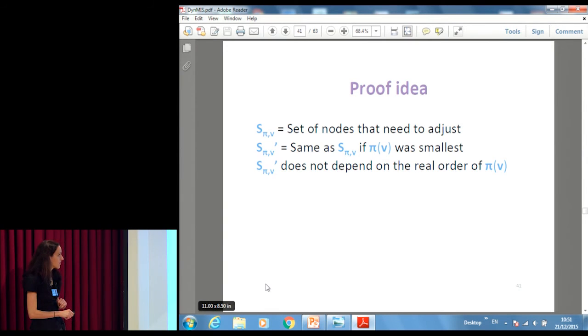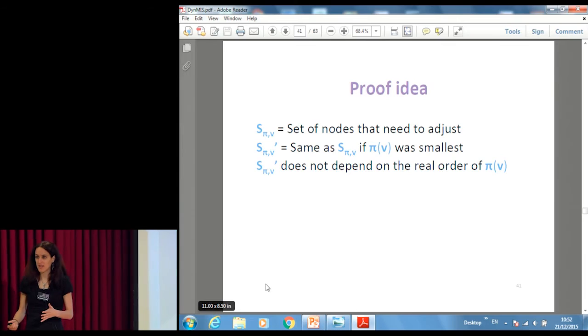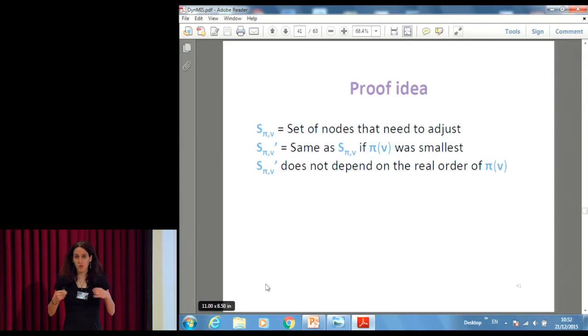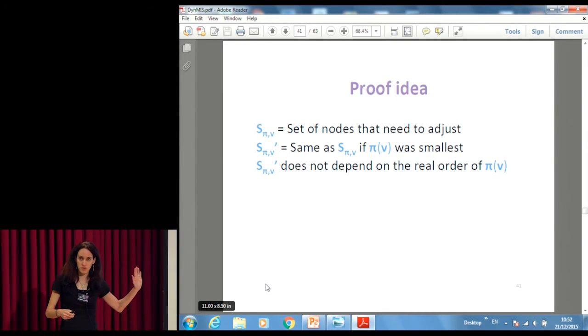So S_π,V was the set of nodes that need to adjust. And the last notation I need is S_π,V prime. What is S_π,V prime? It's the same as S_π,V, only the permutation is slightly different. What is the new permutation? It's the same relative order between all nodes, except now suppose π(V) was smaller. So suppose the order of V was 0, okay?